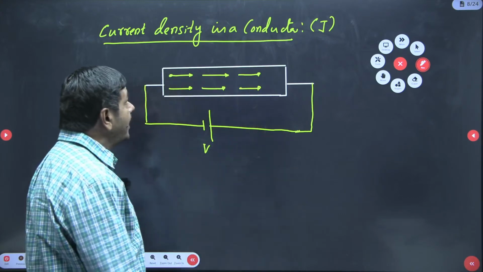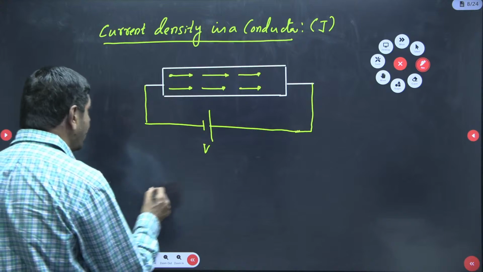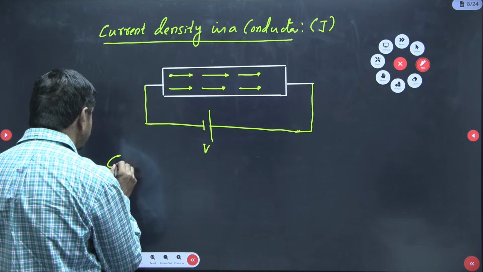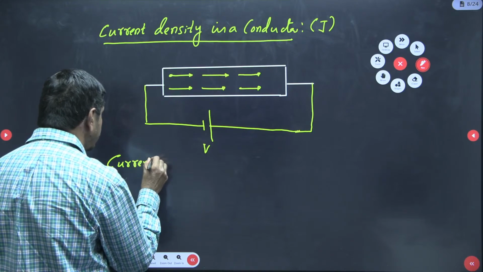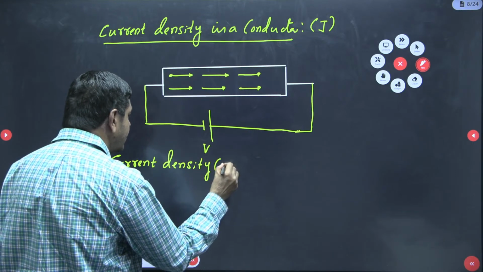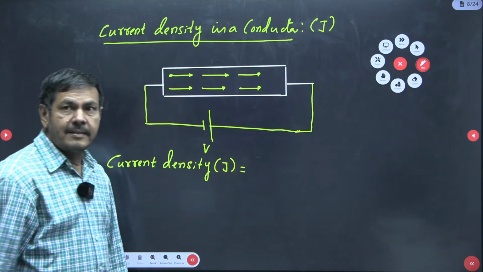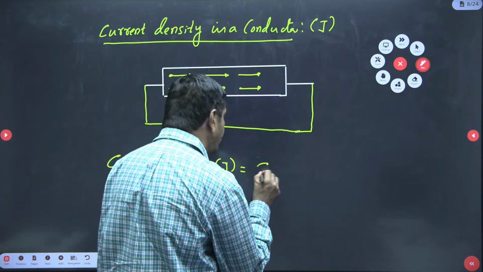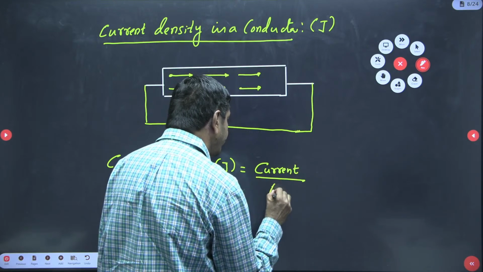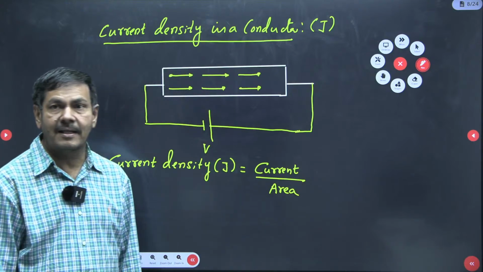But I would like to find the current density in a conductor. I will derive it here now. Current density is denoted by the symbol J. Because it is useful in problems, current density due to electrons only, J. Current density means current by area. Each and every formula is very, very important. Current by area is said to be current density.